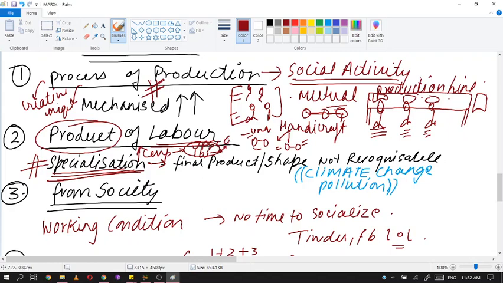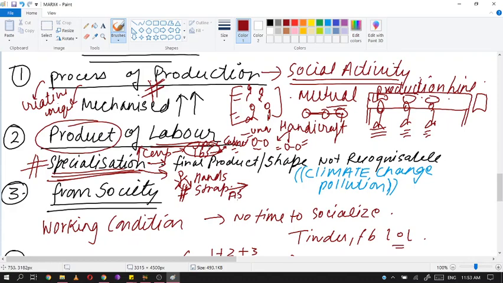Specialize, specialize, specialize. What this has led to is that if this man is making a watch, he will not be making the total watch. He will be making either the hands of the watch or the strap of the watch. But in the end, he will not be able to see what actually has been created, because he is making straps and the capitalist is selling those straps. Somebody else will be assembling.